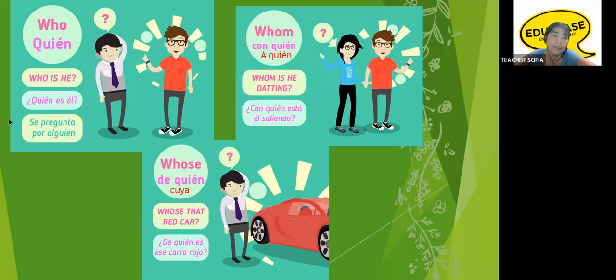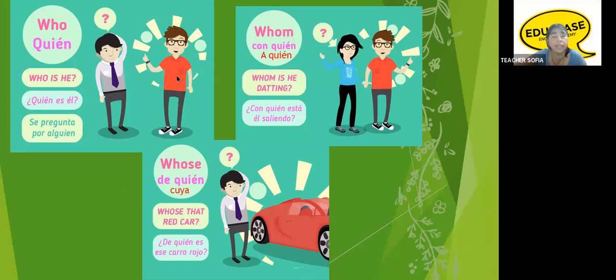For example, if I say, who is your sister? ¿Quién? Right? Es tu hermana. But if I say, whom is your sister? ¿A quién es tu hermana? ¿Con quién es tu hermana? Makes no sense. So the point is that they look similar, but as you can see, they are not similar in the meaning.